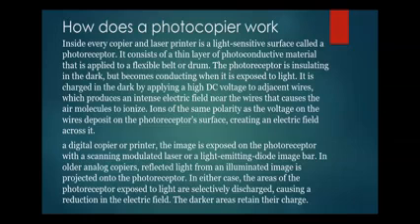How does a photocopier work? Inside every copier and laser printer is a light sensitive surface called a photoreceptor. It consists of a thin layer of photoconductive material that is applied to a flexible belt or drum. The photoreceptor is insulating in the dark but becomes conducting when it is exposed to light.